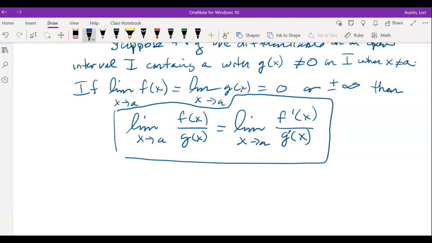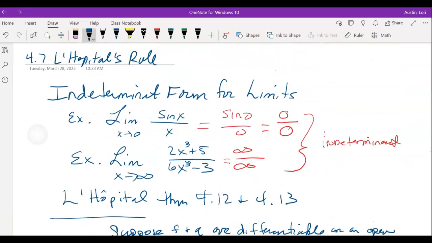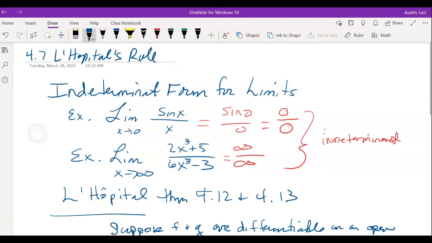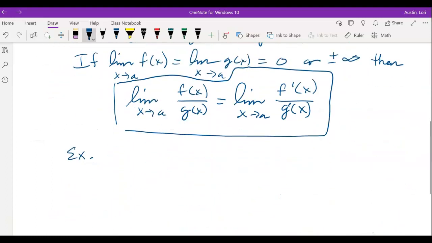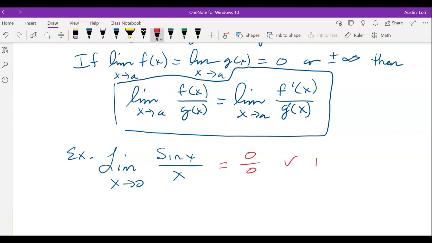Let's look at, it's easy to see with the examples. Let's look at the first example I gave you up top: let's find the limit as x approaches 0 of sine x over x. Well, we already showed if I just plug in 0, I get 0 over 0. It is of indeterminate form. If you get 0 over 0 or infinity over infinity, that tells you, let's try L'Hopital.